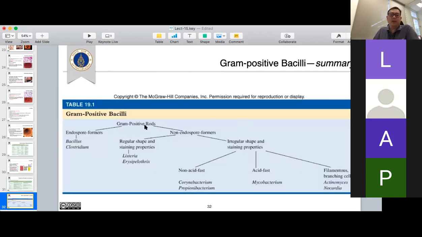Okay, summary. Gram-positive rods can be endospore-forming. You learn Bacillus and Clostridium. Non-endospore forming with regular shape, you learn Listeria and Erysipelothrix. Irregular shape, non-acid fast, you learn Corynebacterium and Propionibacterium. Acid fast, we talk about Mycobacterium. Of filamentous branching cell bacteria, we talk about Actinomyces and Nocardia. That's the big picture of gram-positive, okay?